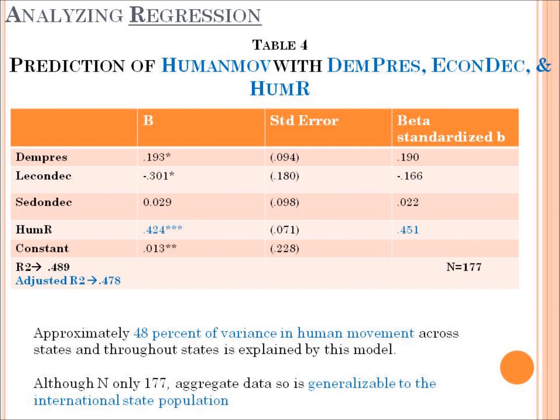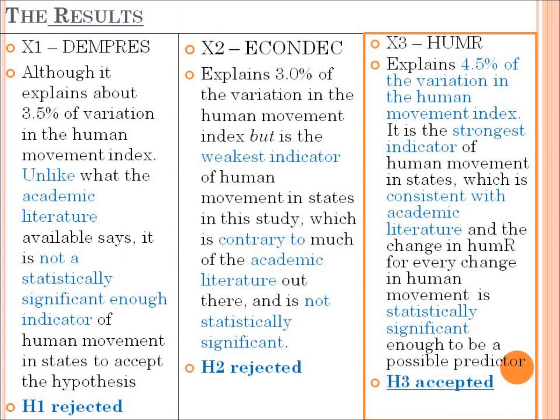Independent analysis with cross-tabulations between economic decline and the human movement index supports these results. The tolerance score for each variable is higher than 0.20, and it is therefore unlikely that they're measuring the same concept. From the R² and adjusted R² values, we see that about 48% of the variance in the human movement index can be explained by this model.